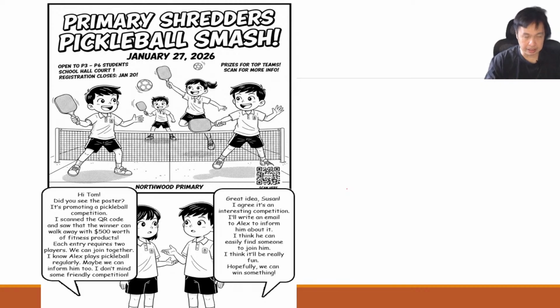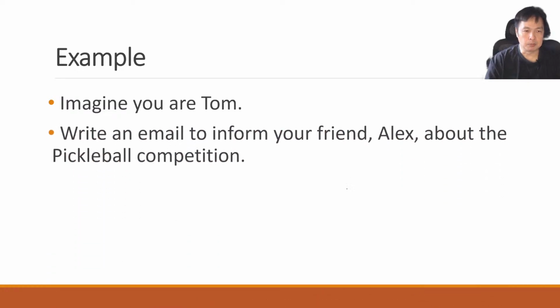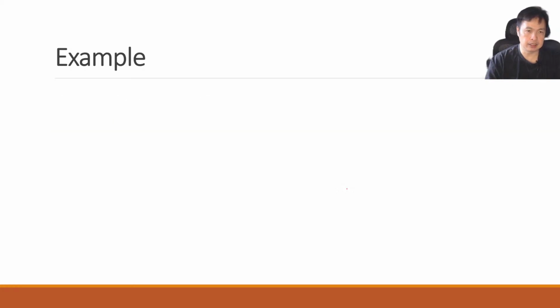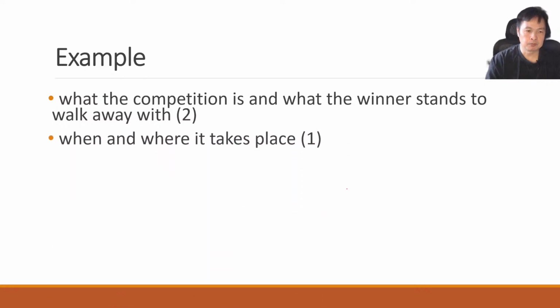Okay, so with that said, once you have read the visual stimulus, you can move on to the question, right? So imagine you are Tom. Write an email to inform your friend Alex about the pickleball competition. So in your article, you may include the following key information, right? And then you'll get the task: what the competition is and what the winner stands to walk away with, worth 2 marks. When and where it takes place, worth 1 mark.